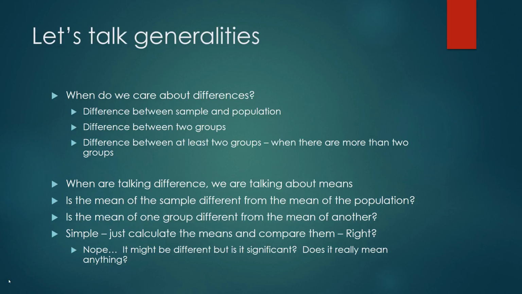So let's talk about some generalities when we're talking about difference. Again, I'd already alluded to the fact that we could look at this from three different ways. One way we can look at it is we can determine if there are statistically significant differences between a sample and a population. We can also look at the difference between two groups, and we can look at the difference between more than two groups and determine if at least two of those groups are statistically significantly different. And I'm going to go through each one of these scenarios.